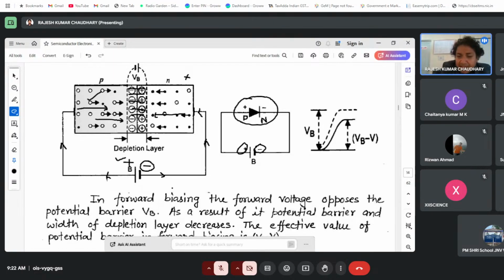So what we can conclude from this is that in forward biasing, the PN junction will behave as a conductor. Yes, you can ask your question, please.